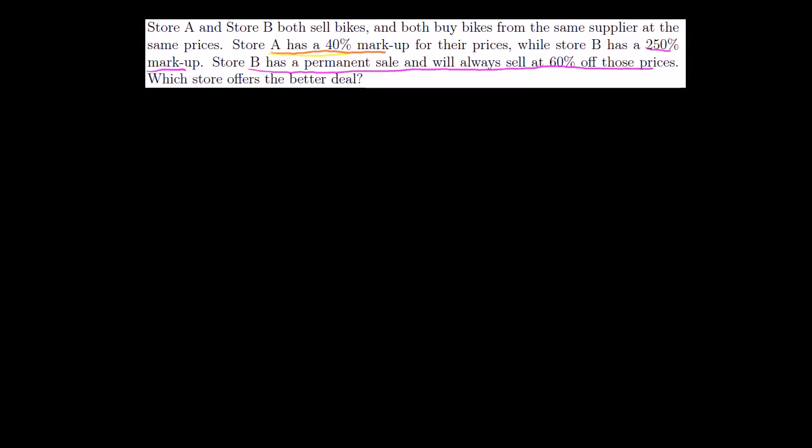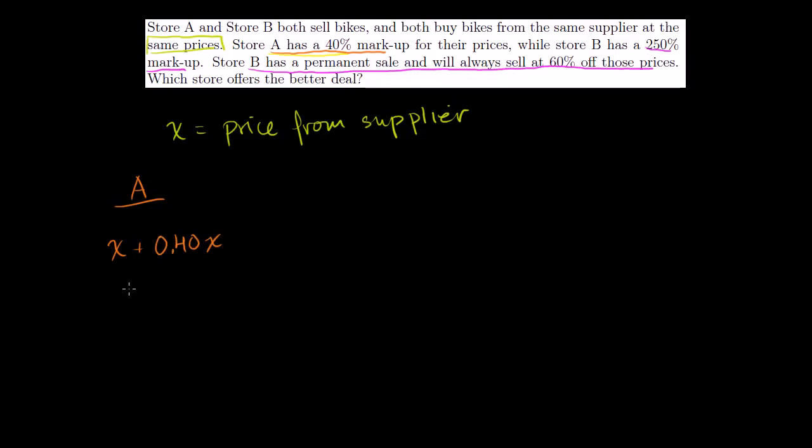So let's say that they're both buying the bike. So let x be equal to the price from supplier. That's the price that both bike stores buy their bicycles at, right? They both buy bikes from the supplier at the same price. That's this x that I'm going to start off with. Now let's do the scenario of Store A. What does Store A sell their bike for? They sell the bike for x plus 40% of x, which is equal to 1.4 times x. That's how much Store A sells their bike for.